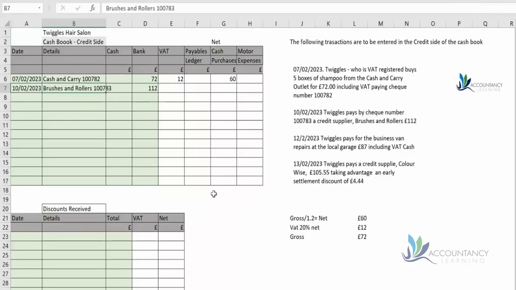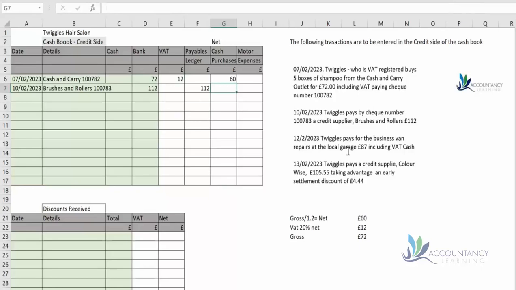So now we've got the total payment in the cash book correctly, but now we need to look at our analysis. Because we are simply settling that money that we owe Brushes and Rollers, VAT will already have been accounted for in the purchases day book, and therefore we simply take across the total payment into the payables ledger, settling that liability effectively when we post to the general ledger.